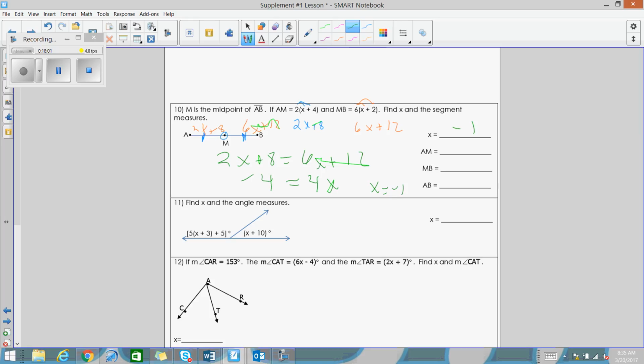So now to find AM, MB, and AB, we just substitute that back in. Now the one nice thing is since these two sides are congruent, we really only have to plug it into one side and we get the other. So let's find AM first. So we're going to go 2 times negative 1 is negative 2. Negative 2 plus 8 is 6, which means MB must be 6. So AB, your entire measure, is going to be 12. 6 plus 6 is 12.